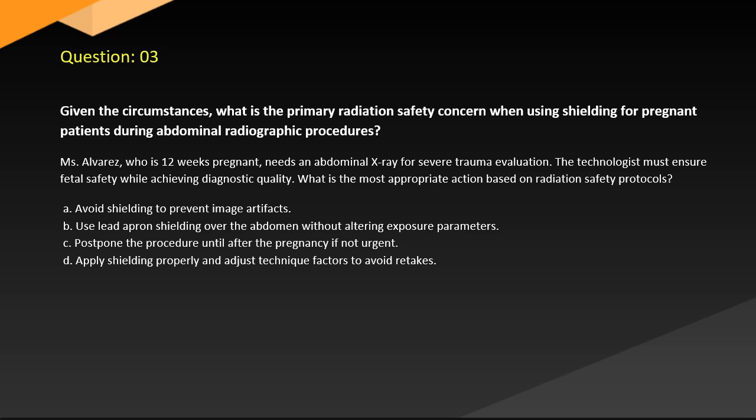A. Avoid shielding to prevent image artifacts. B. Use lead apron shielding over the abdomen without altering exposure parameters. C. Postpone the procedure until after the pregnancy if not urgent. D. Apply shielding properly and adjust technique factors to avoid retakes.